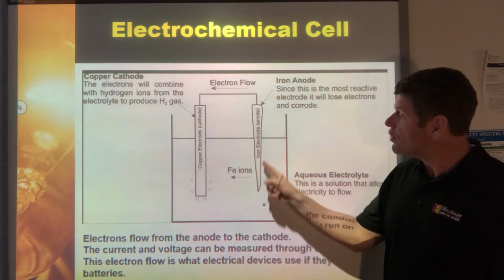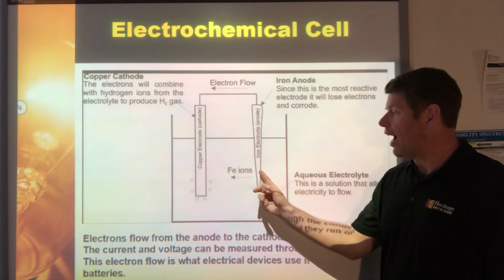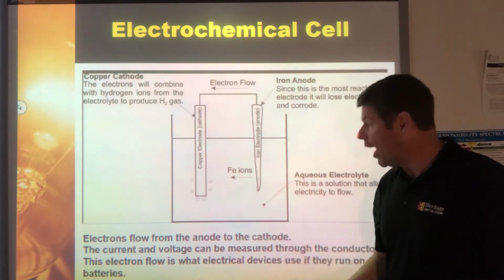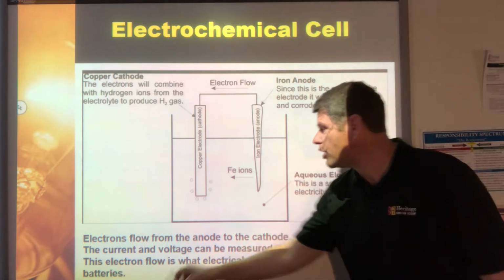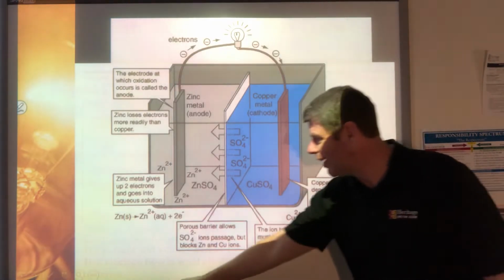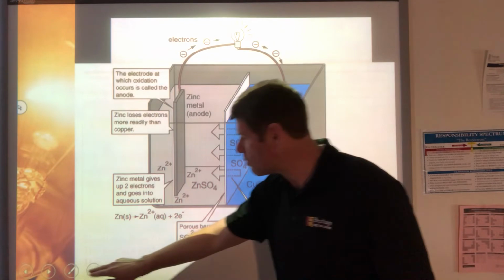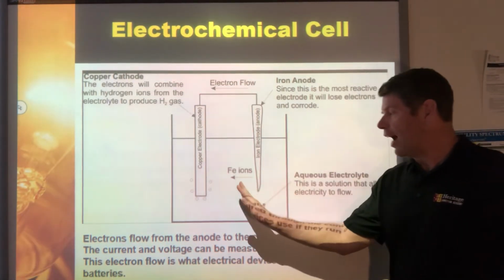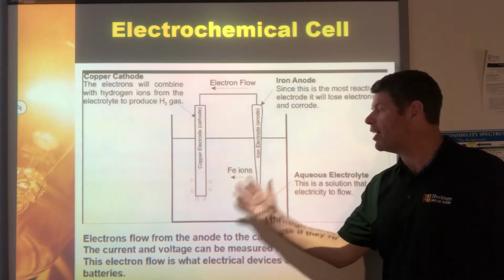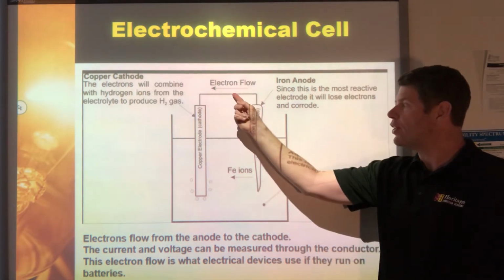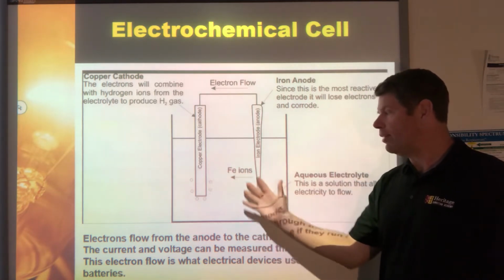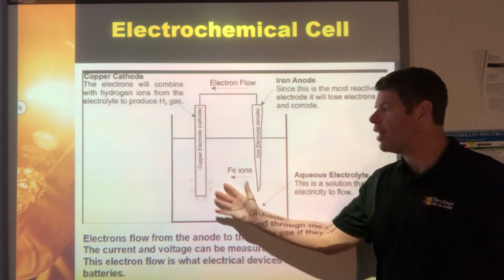Now, as the iron disintegrates, the iron atoms become iron ions. And remember that iron ions are going to be positively charged. Okay? And the iron ions are positive because when something gives up its electrons, it has to become more positive. So this solution is getting quite positive.